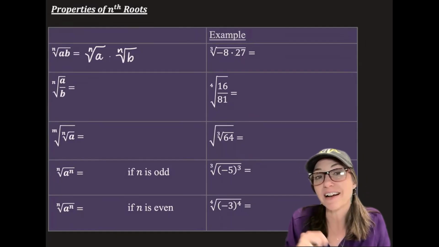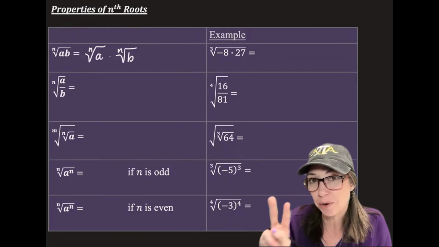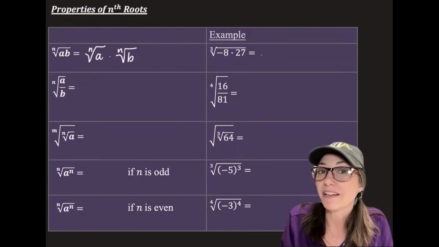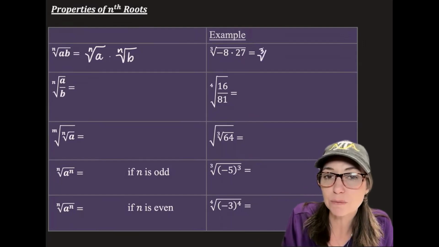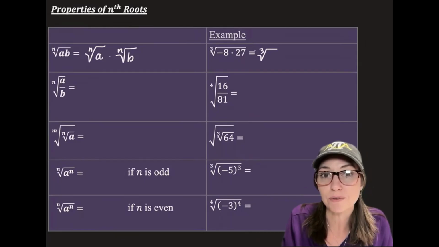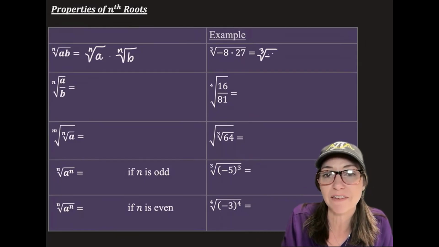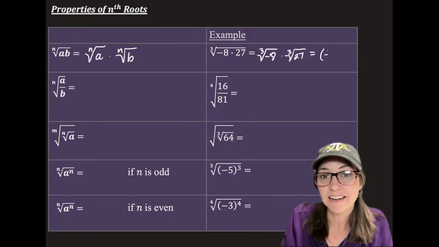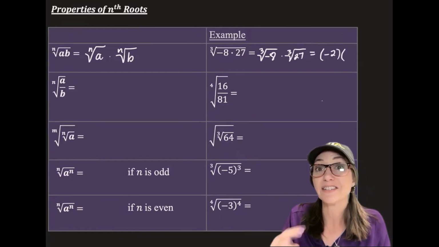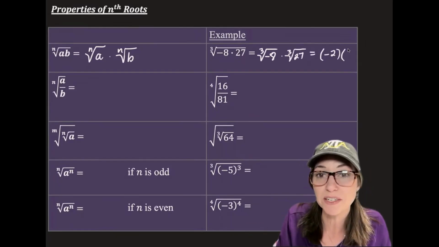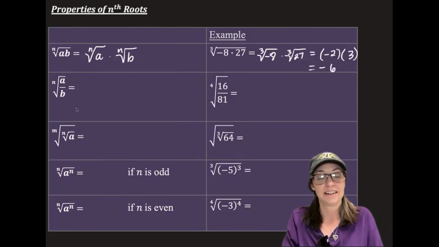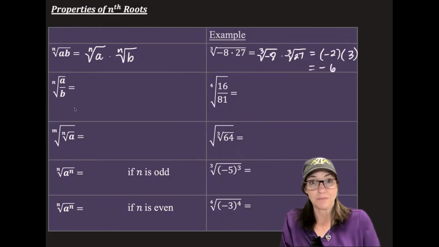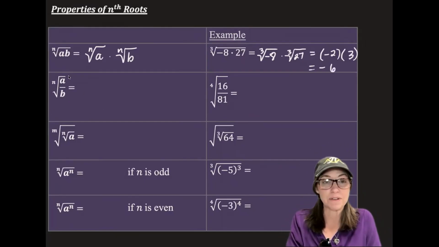But hopefully you recognize that both 8 and 27 are perfect cubes. So since we are taking a cubed root, it would make sense to split this into two cubed roots. So let's split it into cubed root of -8 times cubed root of 27. Cubed root of -8 is -2. And since 3 cubed is 27, the cubed root of 27 is 3. So for this one, we do get -6. That was without a calculator. Okay, so these properties allow you to do a little bit of mental math.